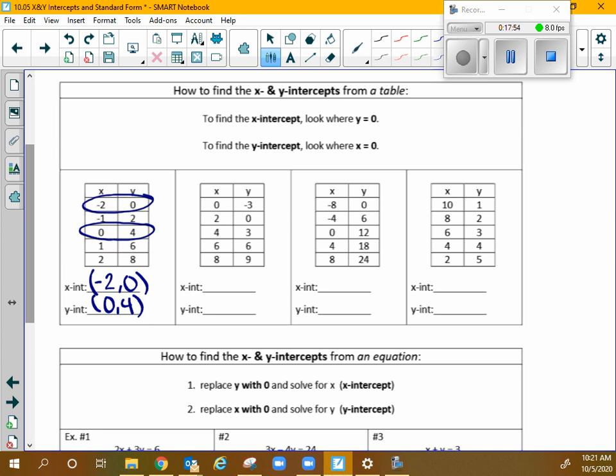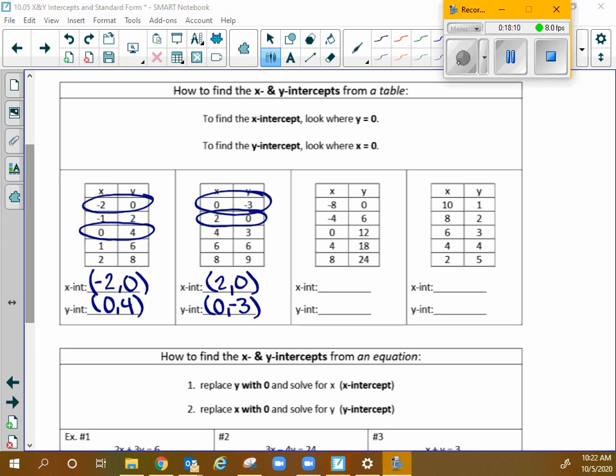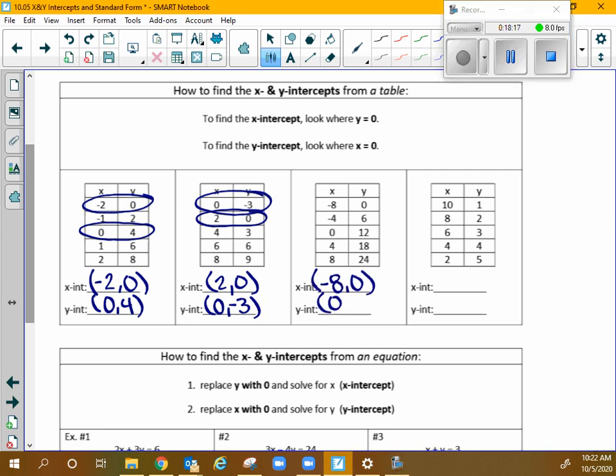Go to my next table. What's my x-intercept? 2, 0. What's my y-intercept? 0, -3. Very good. Y'all do the next two. What'd you get for the next one? -8, 0, and 0, 12.